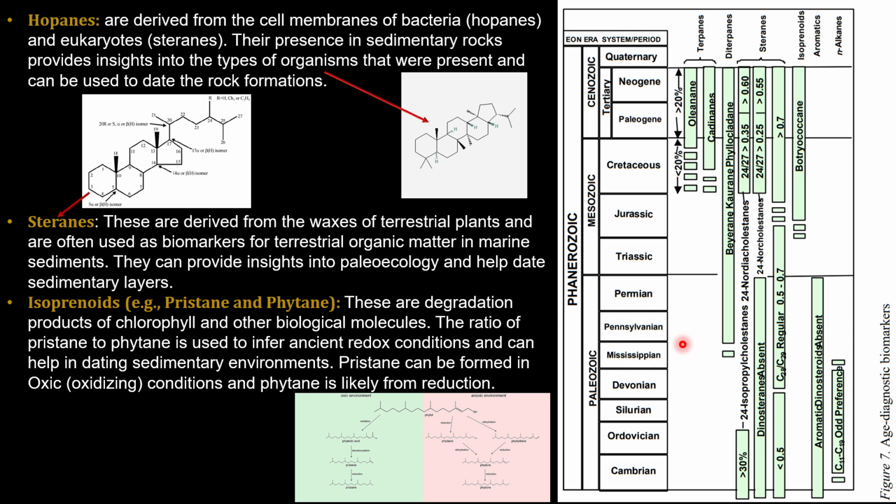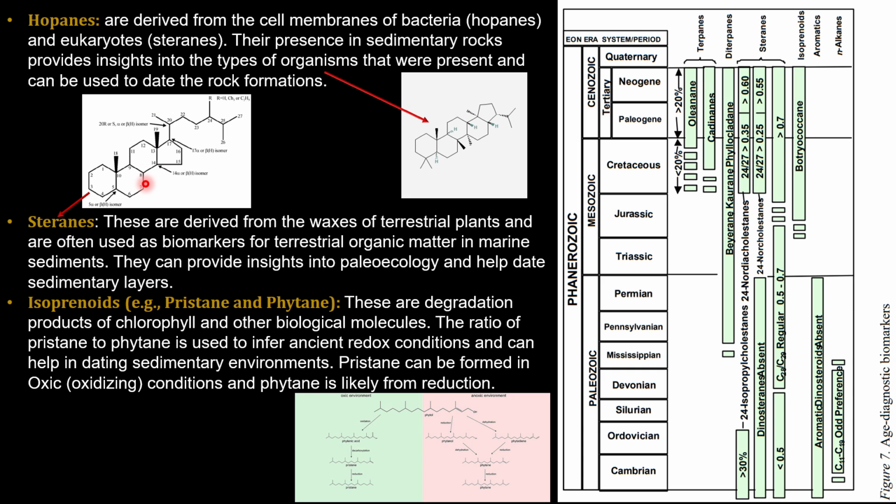So these are the age diagnostic biomarkers like hopane, sterane, isoprenoids, pristane, and phytane. Whenever there is a high sterane, it gives a Paleozoic to Cenozoic age diagnosis. Whenever you can see the terpene, it will give after the Cretaceous strata. If you have the biomarker of the isoprenoid, it will give the Jurassic to Neogene age diagnostic biomarker.